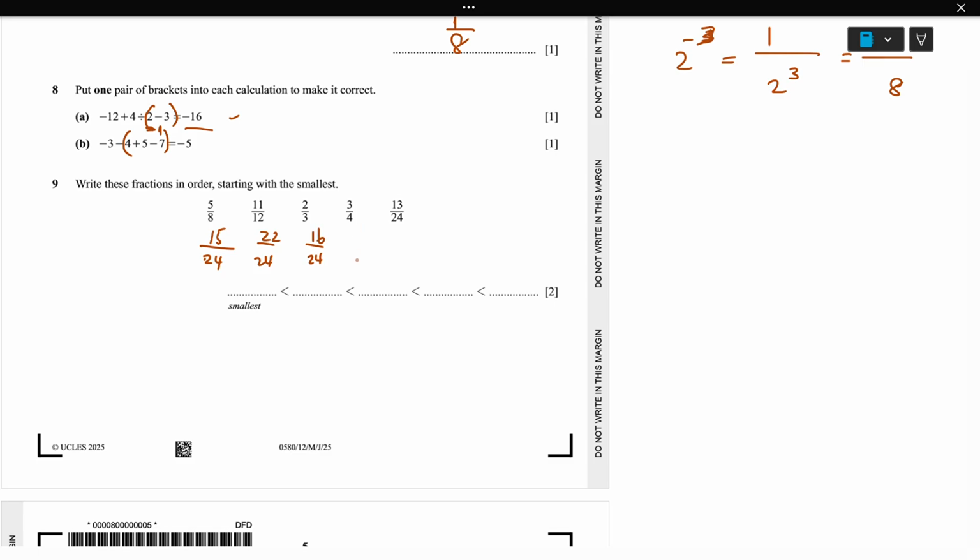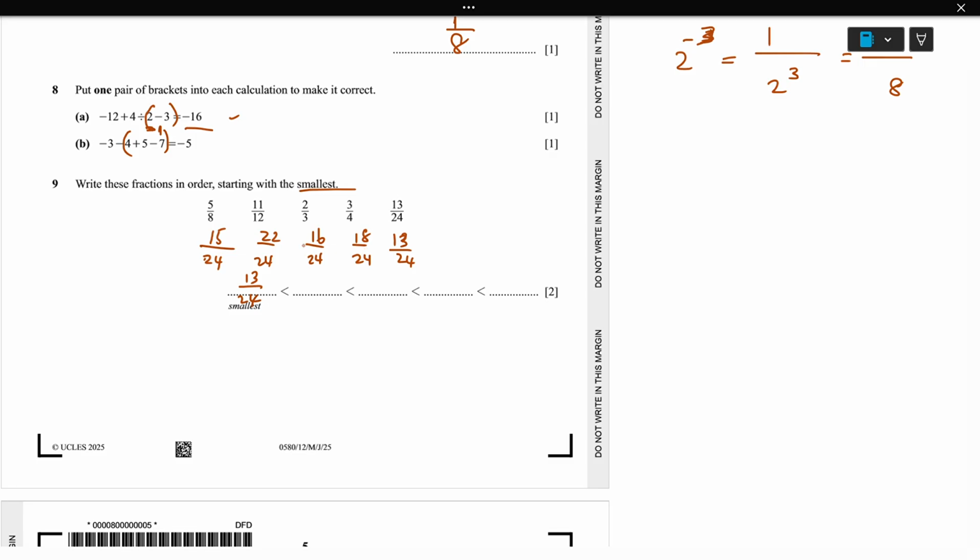Next, multiply 6 by 24? Here it is 18. Next one stays as it is, because there is already 24. So look here. Starting with the smallest, the smallest one is going to be 13 by 24. So 13 by 24 is the first one.